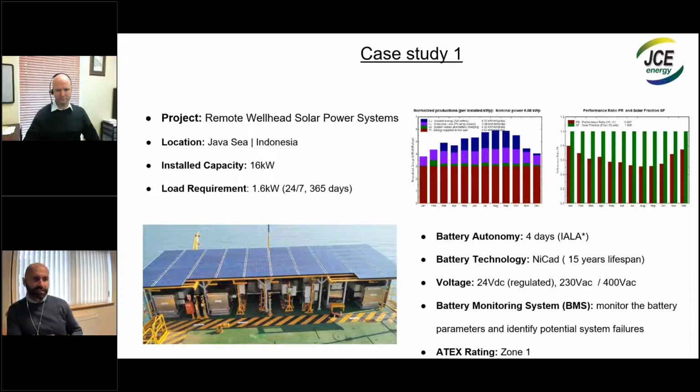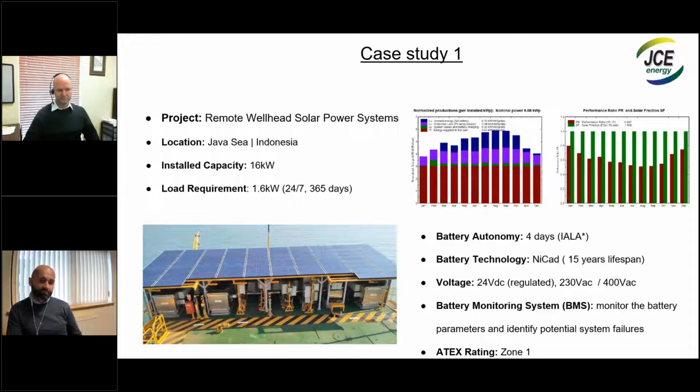Case study number one is related to a project that we developed in the Java Sea in Indonesia for a local client. These are two remote wellhead solar power systems. The installed capacity is 16 kilowatts in total. The load requirement from the client was 1.6 kilowatts continuous, 24 hours per day, 365 days per year. The battery autonomy required was 4 days, due to the IALA regulations.